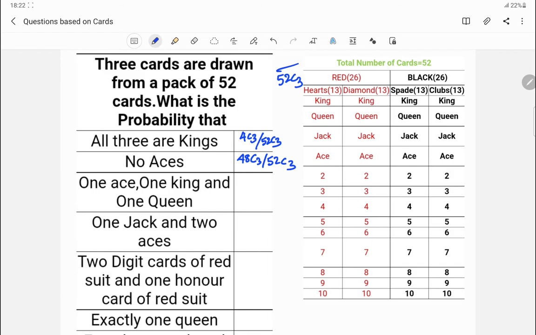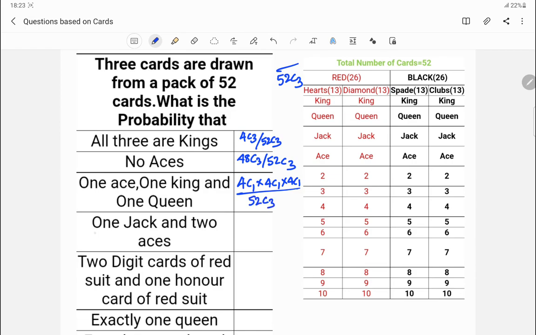Now the next thing is, what is the probability that we are drawing 1 ace, 1 king and 1 queen? So out of 4 aces I'll draw 1 ace. Out of 4 kings I'll draw 1 king. Out of 4 queens I'll draw 1 queen, divided by 52C3.